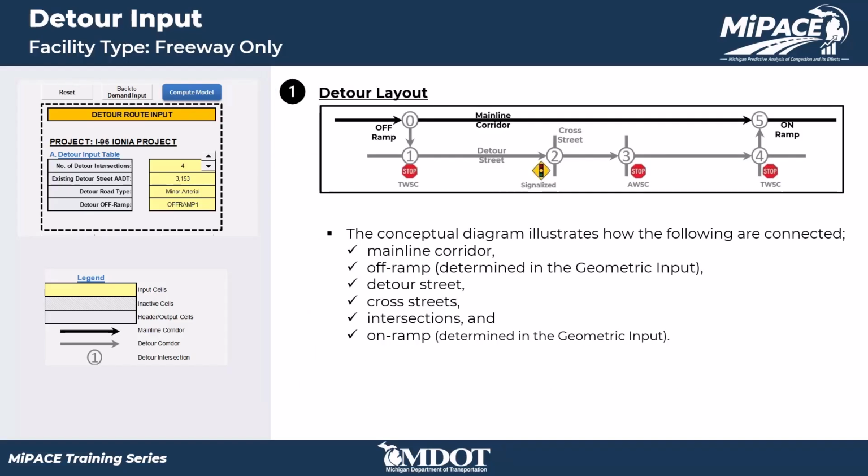The detour layout is a conceptual representation of how the route is connected. It is not intended to be a map to scale. The black line represents the freeway mainline corridor, while the gray line represents the detour corridor. The numbered circles identify the detour intersections. Traffic leaves the freeway through the selected off-ramp. It travels along the detour streets through the modeled intersections and cross streets, and then returns to the freeway through the downstream on-ramp. The off-ramp and on-ramp locations are established from the freeway geometry defined in the geometric input.